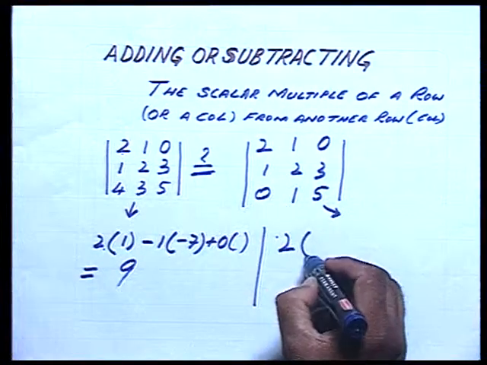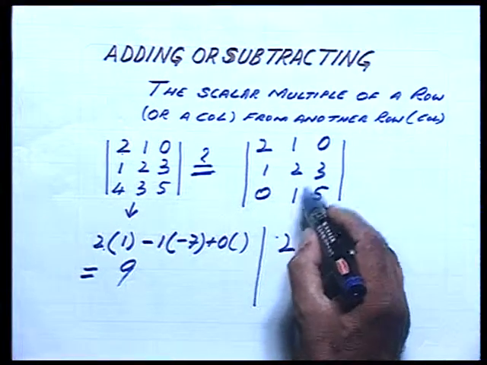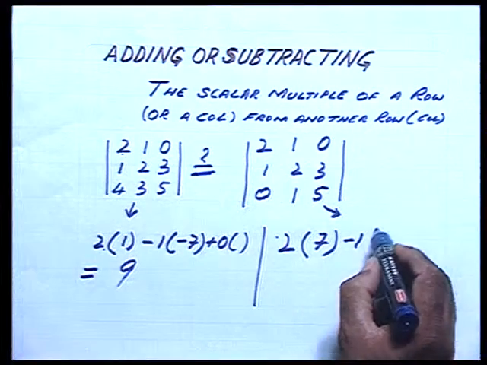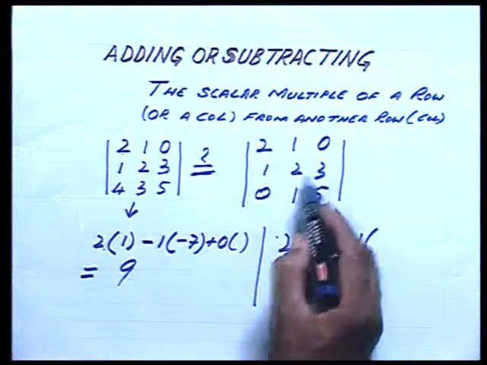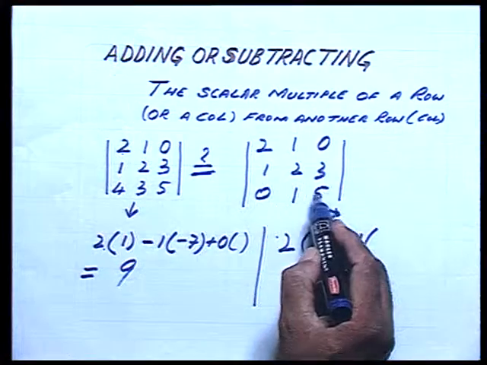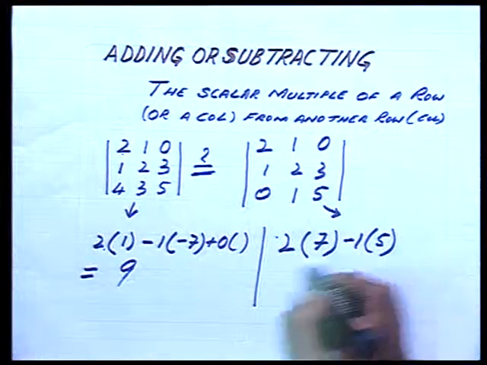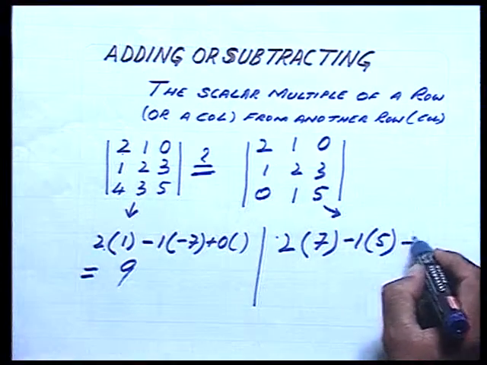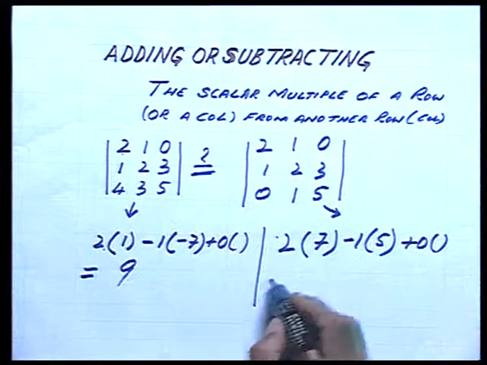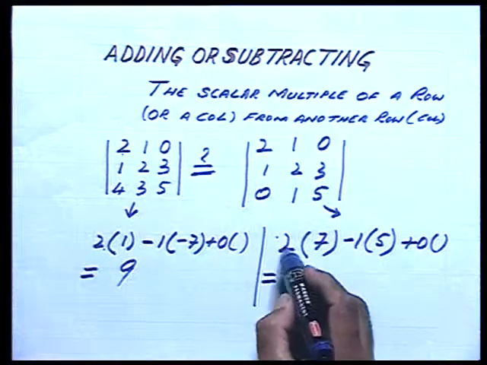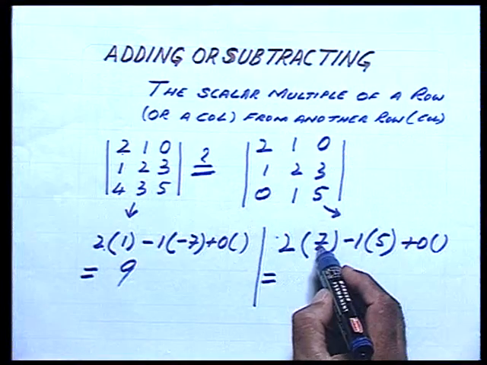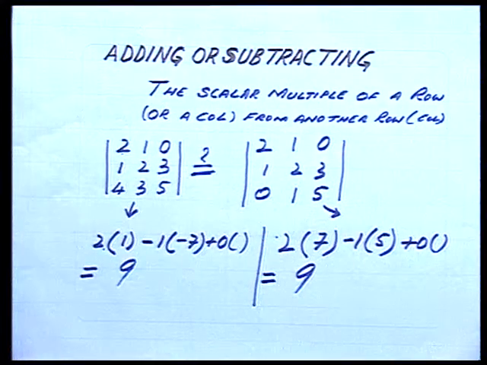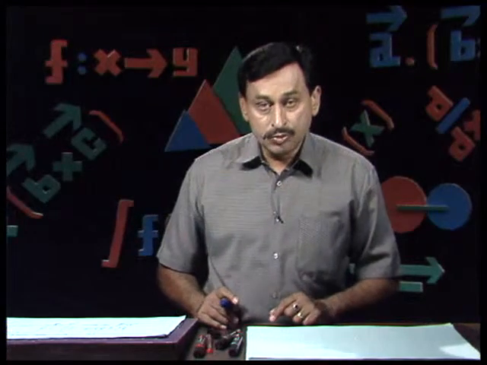2, 2 5s are 10 minus 3, which is 7, minus 1, 1 3 0 5, 1 5s are 5 minus 0. So, I get 5, and then this is plus 0, no matter what is being written. This gives me 2 4 7 7s are 14 minus 5, which is 9. We see that the value is once again the same.